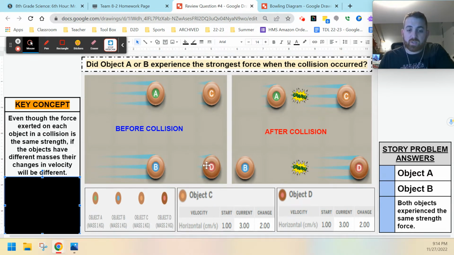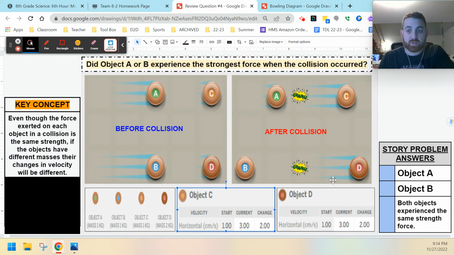Just because we don't know A or B's change in velocity, we can use C and D's change in velocity to figure out which of A or B had the strongest force. Remember, whatever force was applied to D and C was applied to A and B. So let's take a look at our velocity changes. D went from 1 to 3, and it has a larger mass. It changed by a velocity of 2. And then object C changed its velocity from 1 to 3, so it also changed by 2.